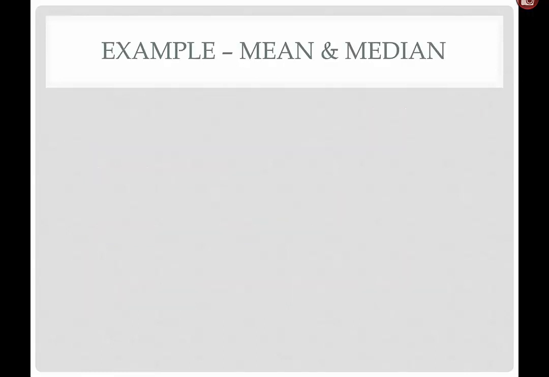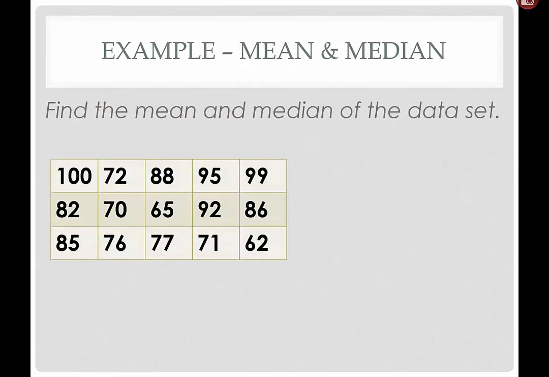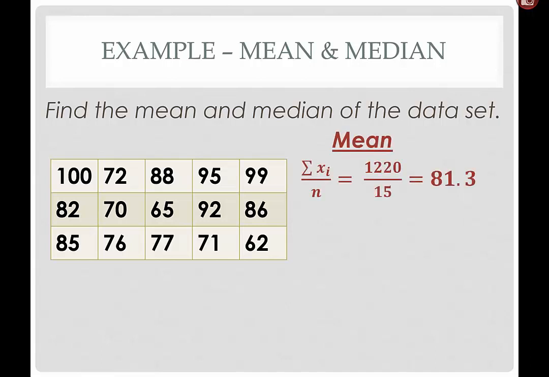So let's take a look at an example. All right, so we're going to find the mean and the median of this data set. Suppose these are some test scores. And so we want to find the mean test score. And so we're going to add up all the values. And then we divide by 15 because there were 15 of them, and we find that it's 81.3. Then we want to find the median.